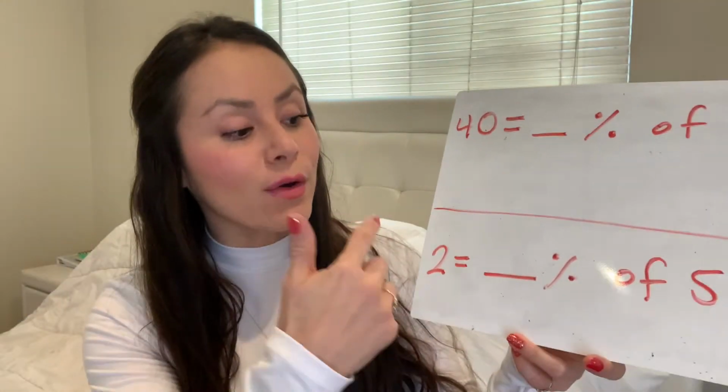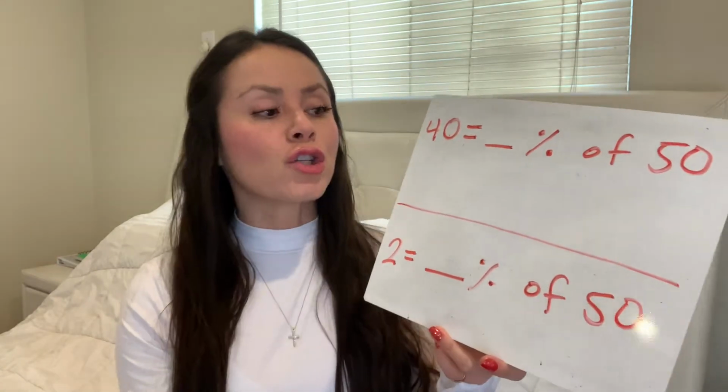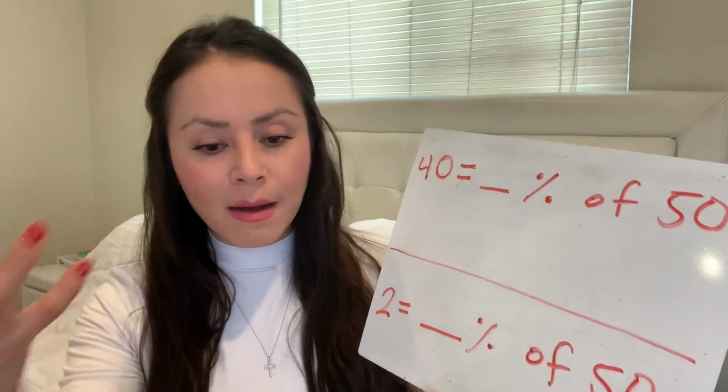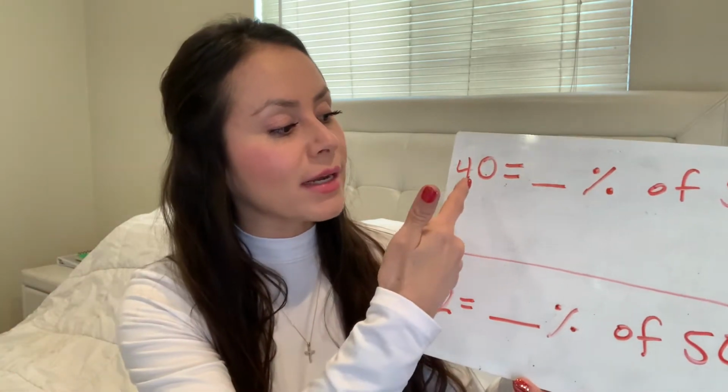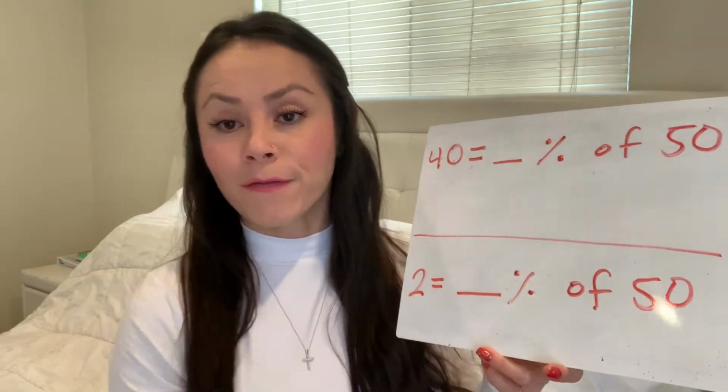What is a percent of 2 out of 50? That's really what it's saying. So the trick here, to memorize how to set up your question, is that the question is really, what is 40 out of 50? What is 2 out of 50? Do you understand what it means, out of?